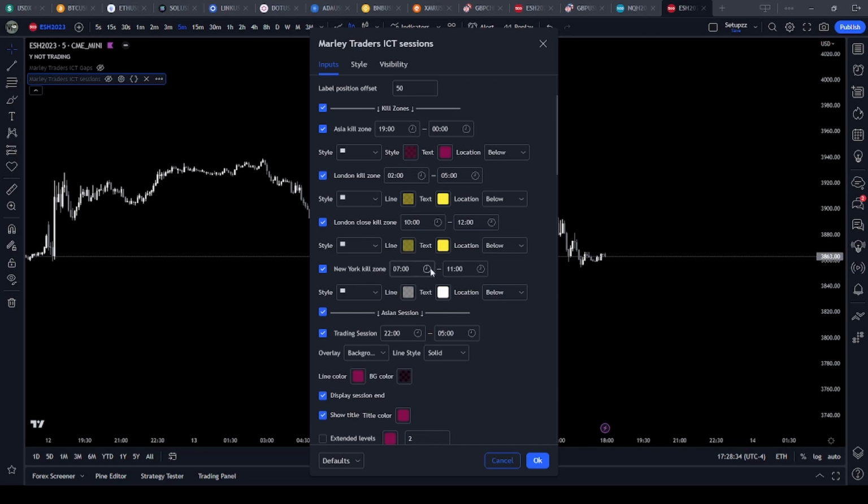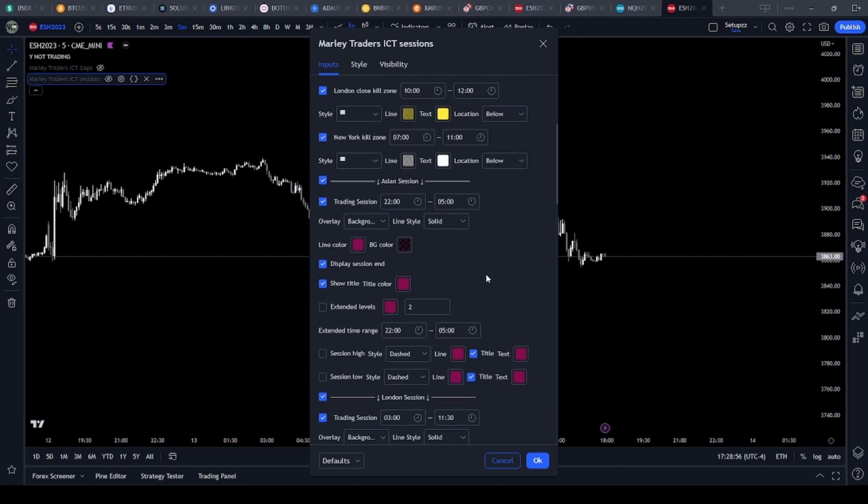And then we have the New York key zone, which is 7 a.m. to 11 a.m. Sometimes you hear people talk about 10:30 a.m., give or take, so I don't really know. Whatever you feel the New York key zone is, you put it right there. You can customize the colors and everything, and where you want to put it.